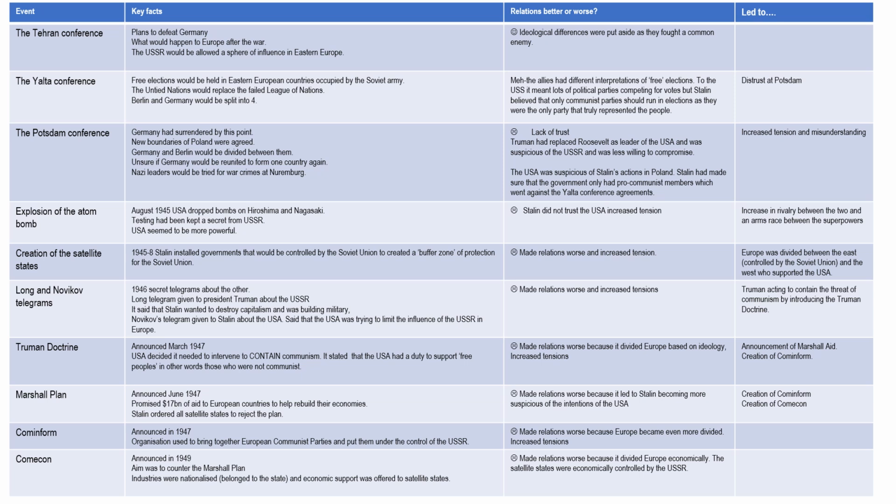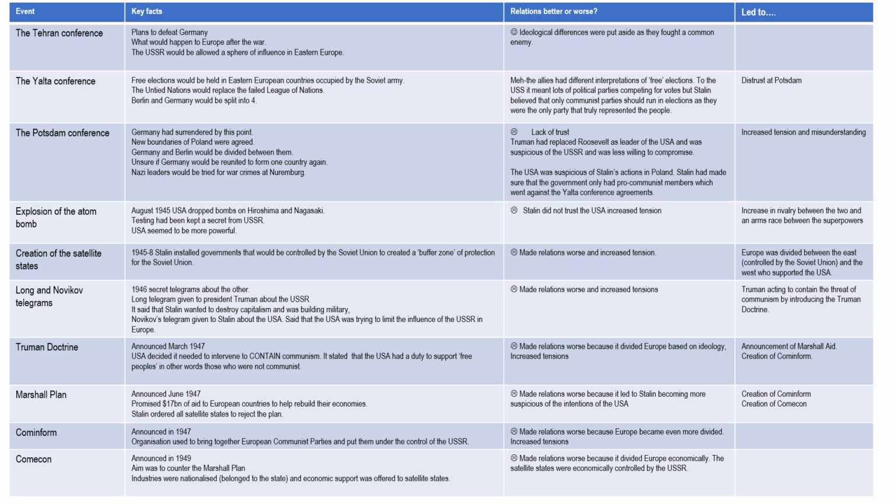Your facts: it was announced in March 47. The USA decided that it needed to intervene to contain communism. It stated that the USA had a duty to support free peoples, in other words, peoples who were not communist. Did it make relations better or worse? Well, we can see a sad face there. It made relations worse because it divided Europe based on ideology, based on ideas, and it increased tension. And we can see that the Truman Doctrine directly led to the announcement of Marshall Aid and the creation of Cominform.